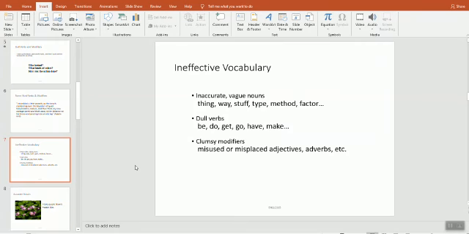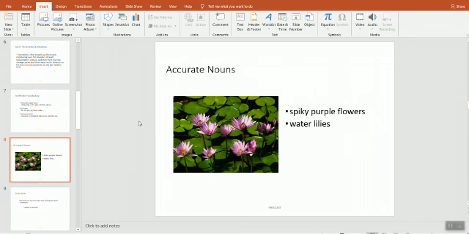Now, ineffective vocabulary. We should not use vague nouns like thing; tell us what thing. Or method; tell us what method did you use. So you have to try to use particular verbs, or words, which should actually create a picture in front of the reader. The whole job in a descriptive essay is to try to create a picture. Now, accurate nouns. Instead of simply saying flowers, you could say water lilies, or you could say spiky purple flowers. Both expressions could be used, both would be better than simply saying flowers.